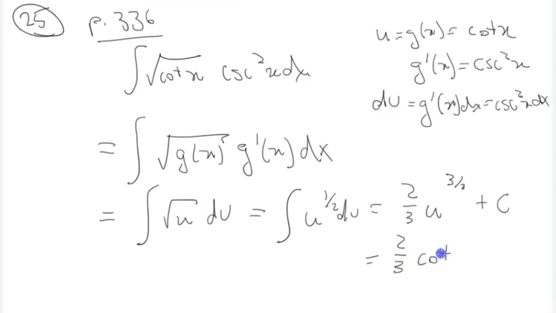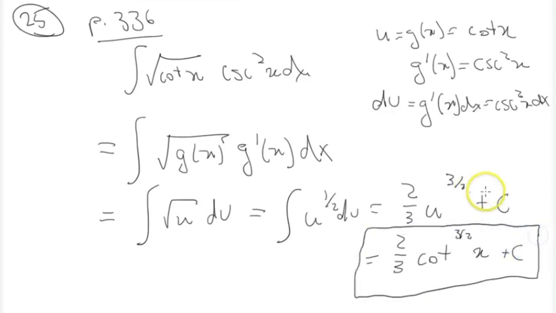2/3 cotangent to the 3/2 x plus c. And that is that integral. Now you might ask, well, what about this plus c? This plus c we got in terms of u. Why do we have the same plus c here?